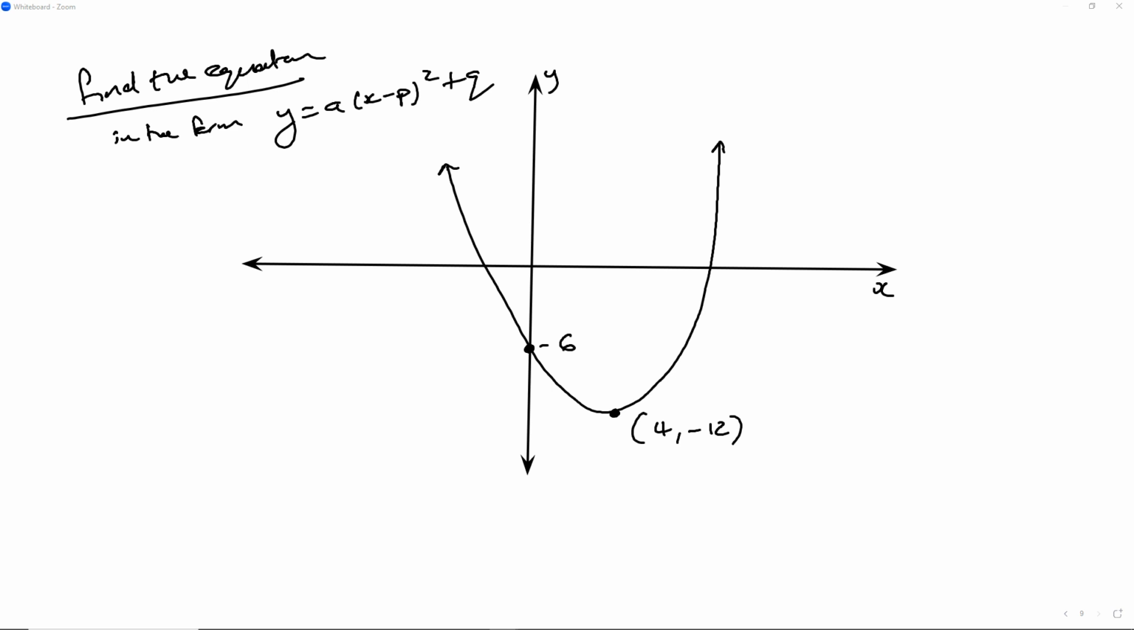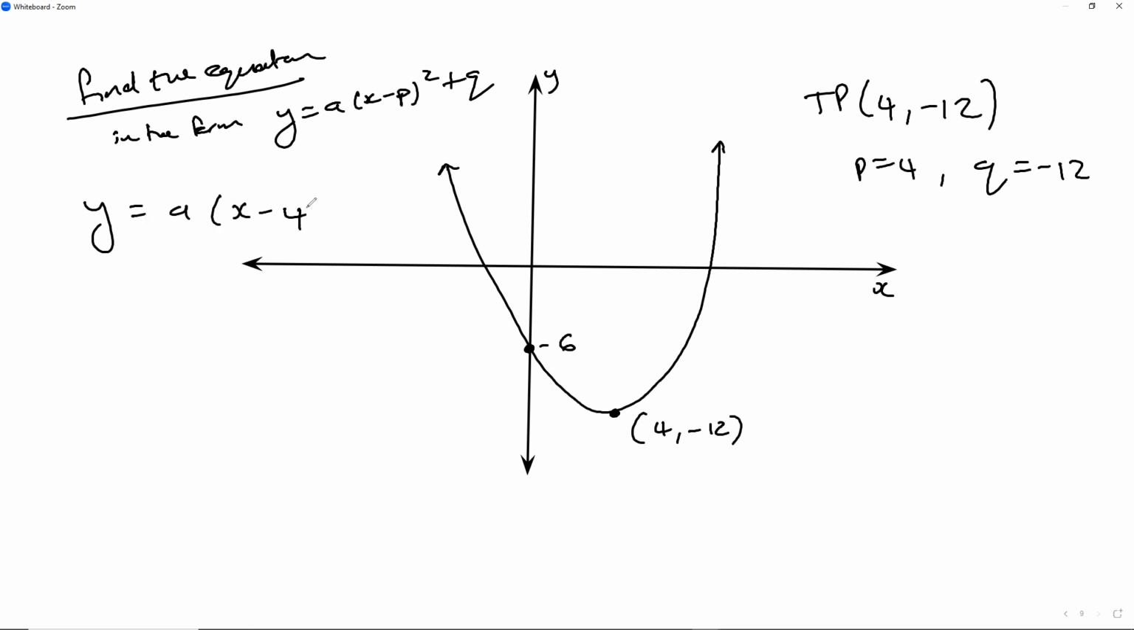All right. So for this one over here, what we're going to have is, firstly, -6, 4, and -12. So the turning point we're going to put over here is going to be 4 and -12. So p is going to be equal to 4, and q is equal to -12. So that gets me y equals a(x minus 4) squared minus 12. Now, I need to substitute any other point in there.